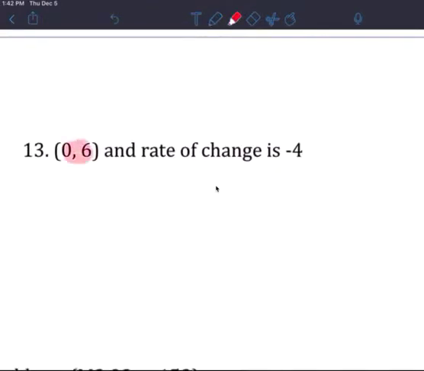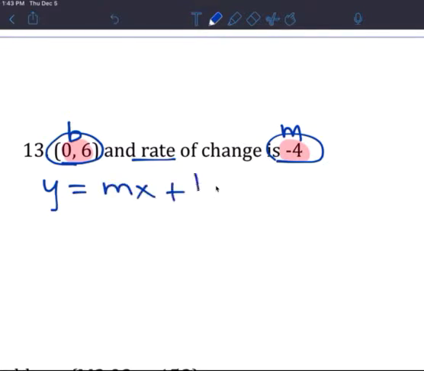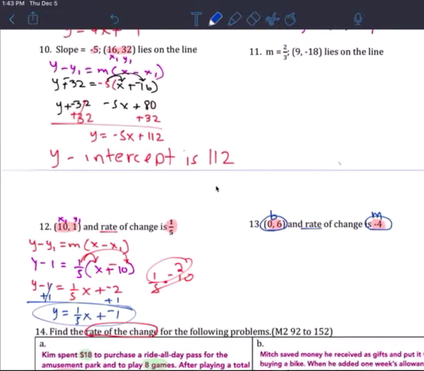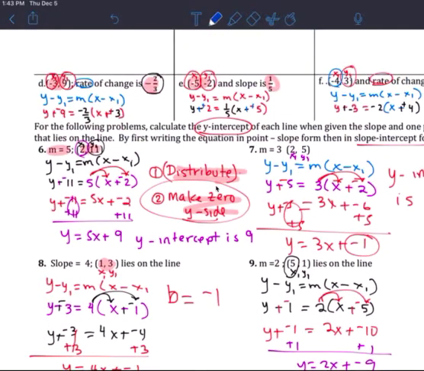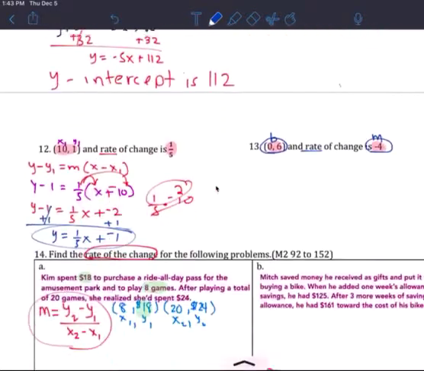This is a point, and this is the rate of change, which is also known as slope. Rate of change is known as slope. That's a y-intercept, and this is the rate of change. This is m, this is b. I can use y equals mx plus b. But it didn't say that. The direction says to write it in point slope. I need to go back to the direction, point slope, and then solve it to slope-intercept form.